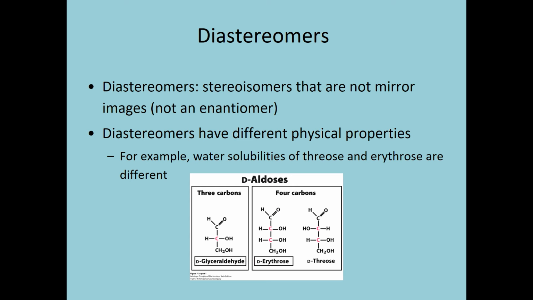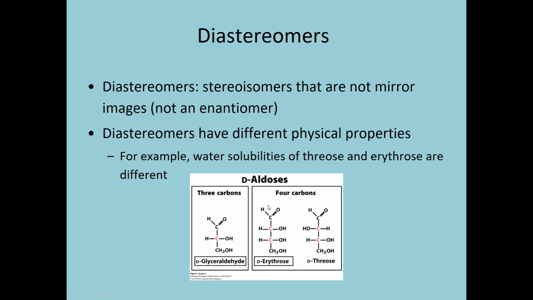So when we get to something a little bit larger than our 3 carbon sugars, we may have more than just an enantiomer to consider because we have more than 1 chiral carbon. So we can have more stereoisomers. If we have a stereoisomer that is not a mirror image, so it's not an enantiomer, we call that a diastereomer.